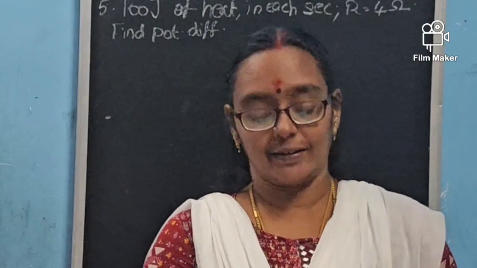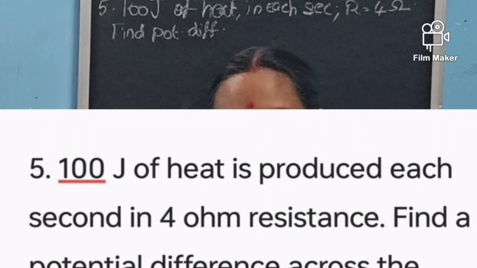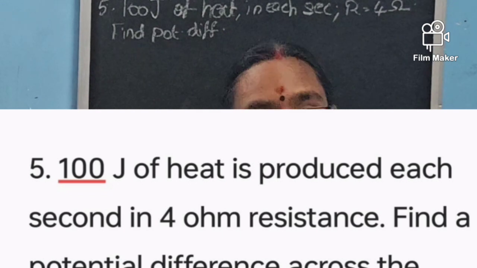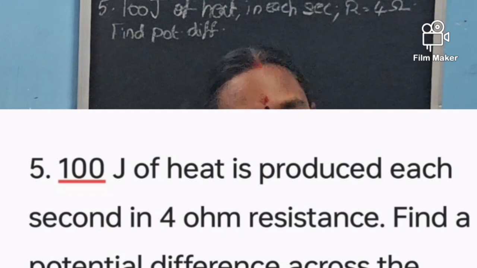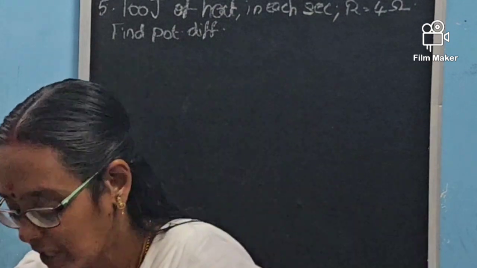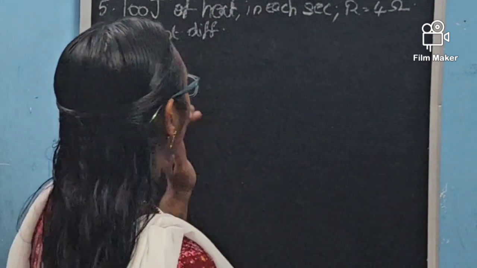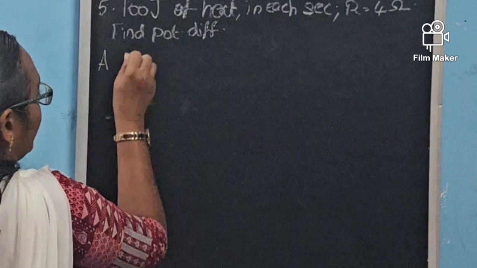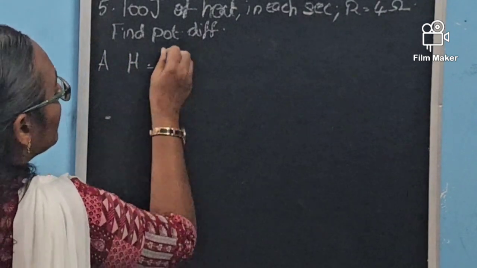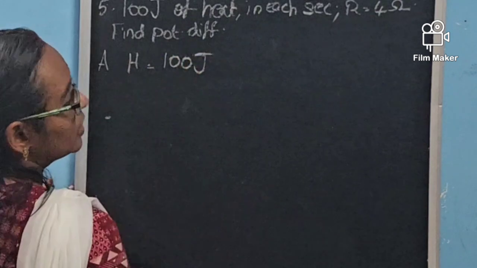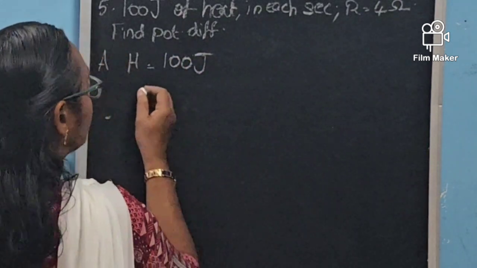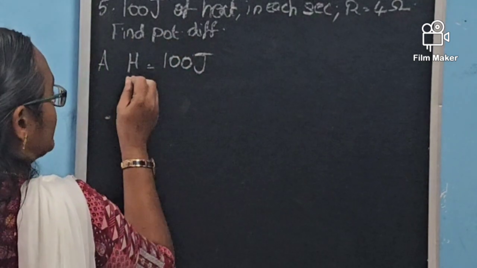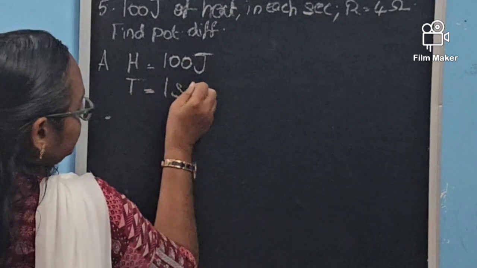Fifth problem goes like this. 100 joule of heat is produced on each second in a 4 ohm resistance. Find the potential difference across the resistor. What they have given? They have given heat. H is equal to 100 joule. Then what else? Time they have given, for each second this much heat is produced. Means time is equal to 1 second.